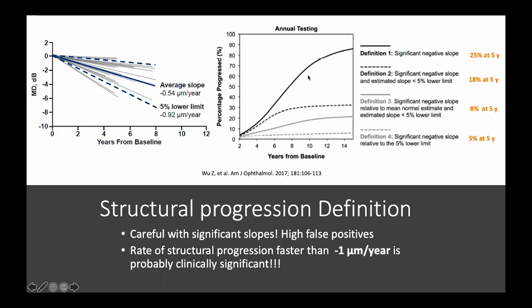If we use just the idea of slope and we wait enough time, just because of aging, almost 100% of our patients would progress. So what we now consider is the lower limit of these changes. What we consider clinically significant would be a rate of structural progression faster than -1 micron per year.